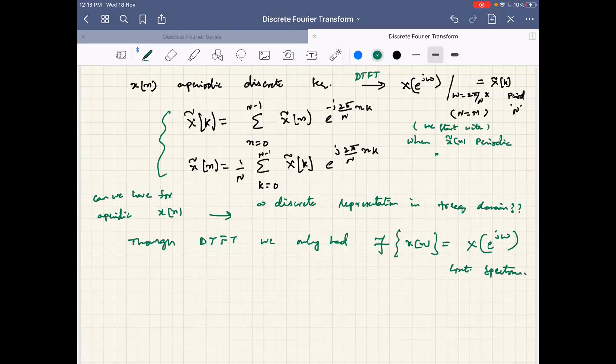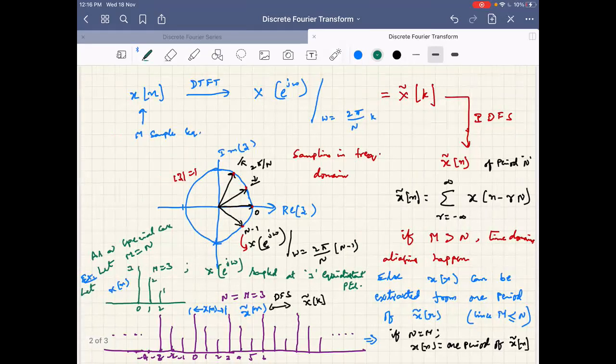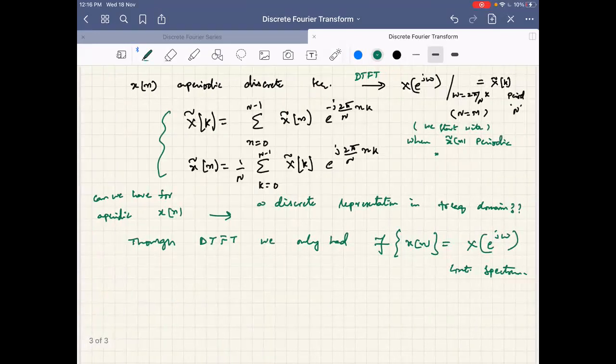But what is the limitation of this continuous spectrum? If we have a continuous representation in frequency domain, the limitation is that we can't represent the frequency domain appropriately with the computer. That is one limitation. Second limitation: if I can get back this x of n, the aperiodic discrete time sequence, completely with only just 3 coefficients in frequency domain, why should I take the continuous representation X of e power j omega at all? Why should I go for the discrete time Fourier transform?